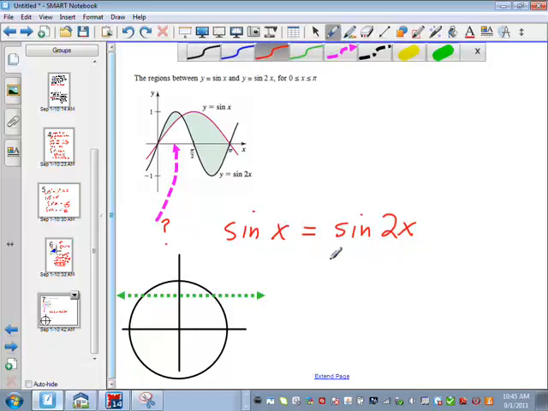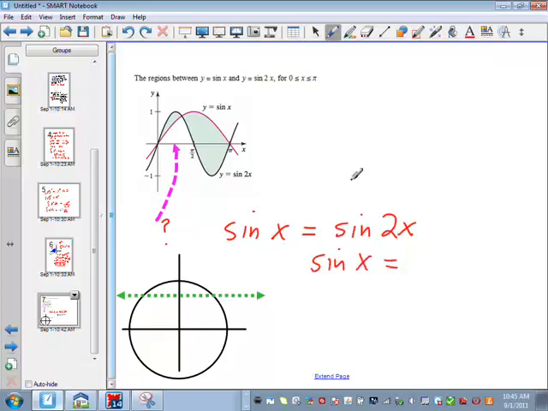But then you can also do it this way: sine of x is equal to sine of 2x, and sine of 2x is 2 sine x cosine x. Is that right? Junior year of high school. So the observation is that the sine of 2x is 2 sine x cosine x. We're going to really need to know these, okay? Sine of 2x is 2 sine x cosine x.